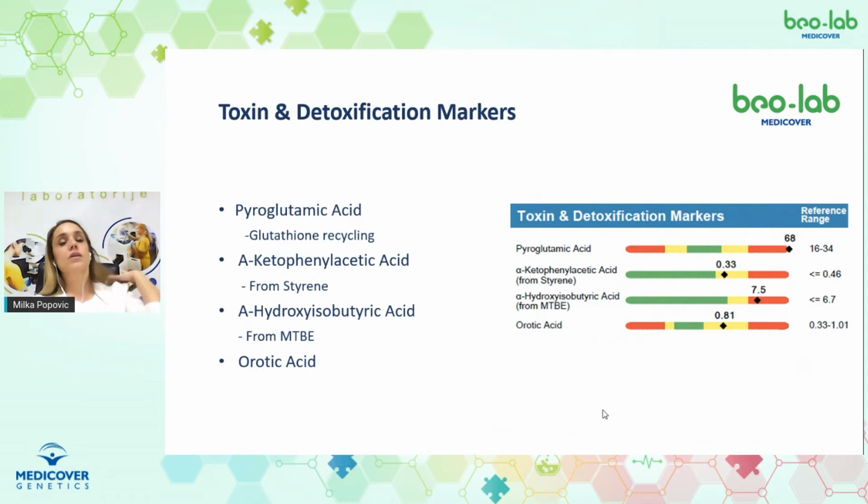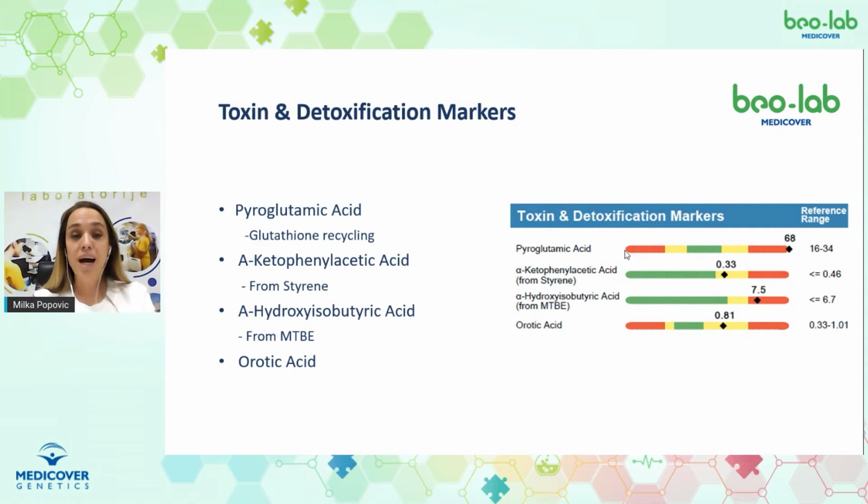Now, the next segment is dedicated to analytes which indicate the presence of certain toxins based on certain metabolites, which we measure here. So if we look at pyroglutamic acid, the first one on the list, pyroglutamic acid is the product of recycling glutathione in the cell. It's very important for natural detoxification, for the second stage of detoxification in the liver.